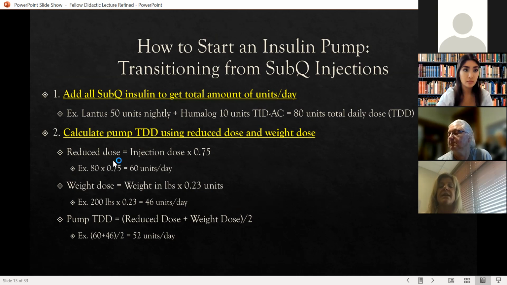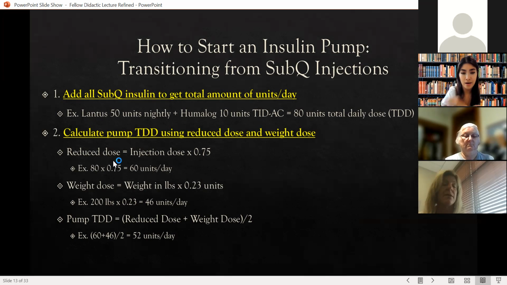The big thing is that you will need less insulin, as it says right there. You'll take the total daily dose, which in this example is 80, and multiply it by 75%, and that is going to give you 60. Where I had told you before, if we had 100 units, you would be on 75. So that's just the big thing to realize, is that you'll need less insulin. Next slide.